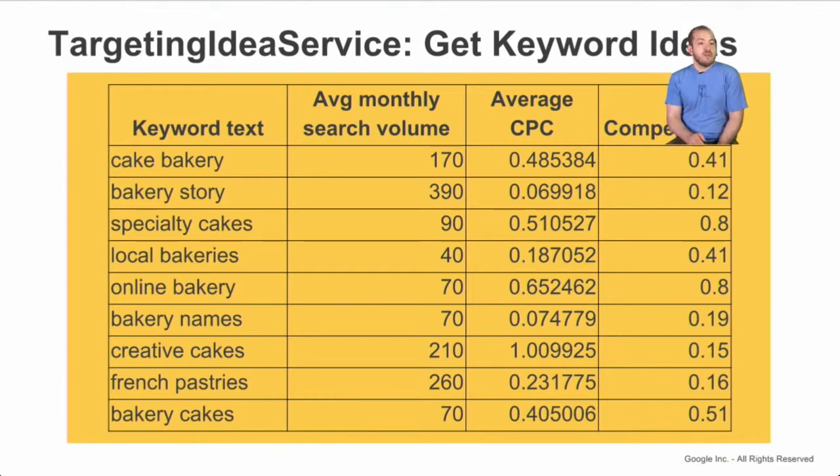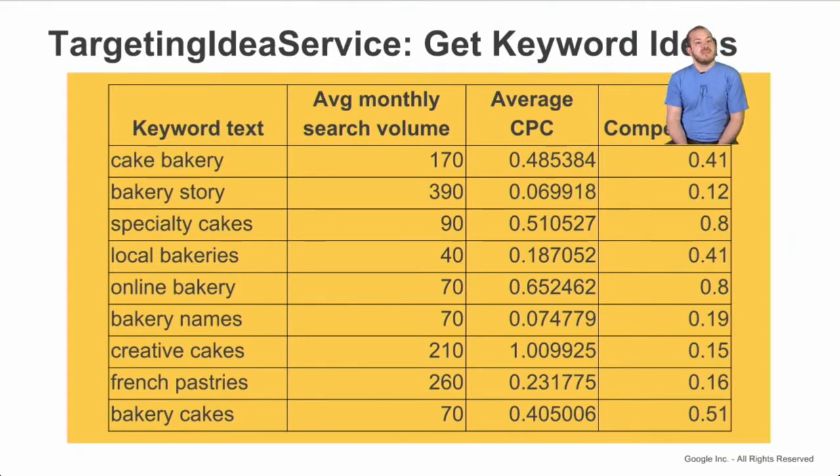For each of the 4 attribute types that you selected results for, keyword text, average search volume, average CPC, and competition, you'll get a row that contains all those different values. So cake, bakery, bakery story, specialty cakes, an estimate of the search volumes, the CPC you can expect for that particular keyword, and a metric of how competitive it is, how many other advertisers in that area, based on the other parameters that you put in, are bidding on those same keywords.